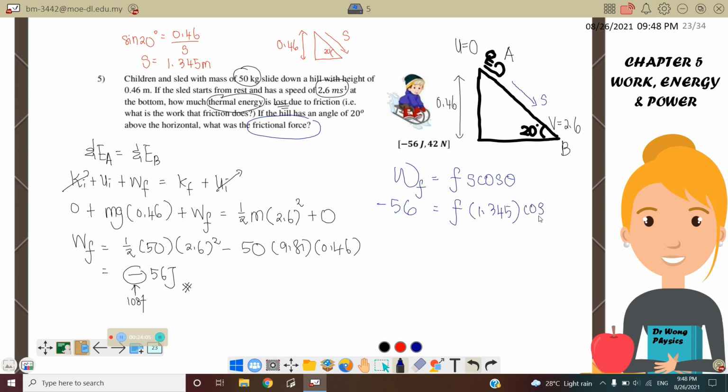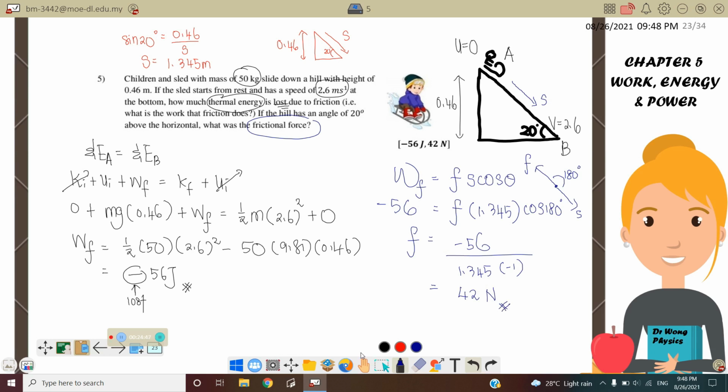We use cos here because the motion S is going downward, and of course the frictional force is opposed, so the frictional force is upward. The angle between them is 180, where cos 180 is actually negative 1. So our F is equal to negative 56 over 1.345 times cos 180, which is negative 1. The negatives cancel off. Therefore, you will get 42 newtons, because frictional force is in newtons.